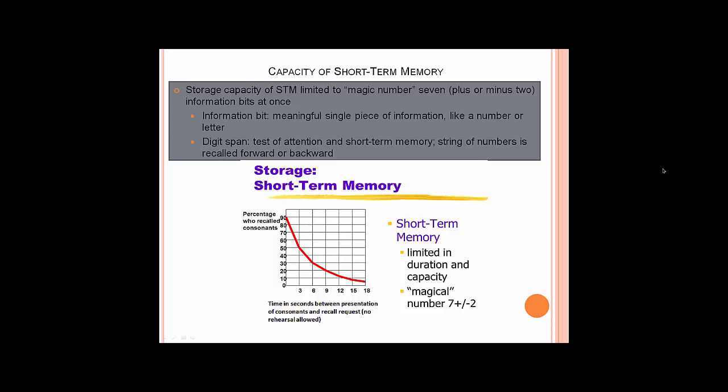As you can see on the graph here, the percentage of individuals who recall the consonants after 0 seconds is about 90%. And then when we go out to 18 seconds, fewer than 10%.